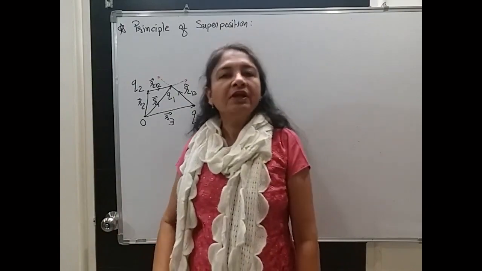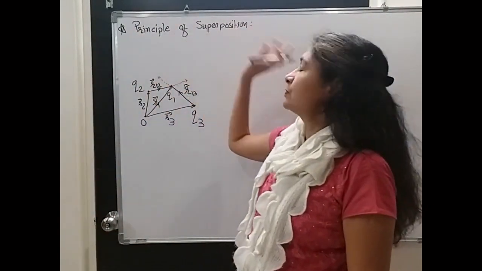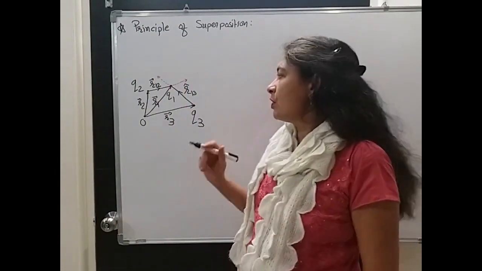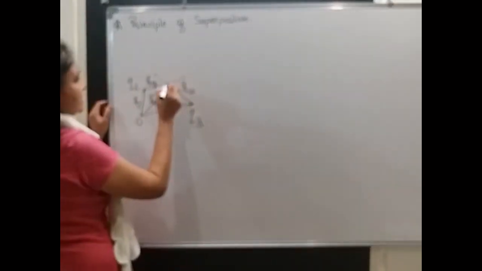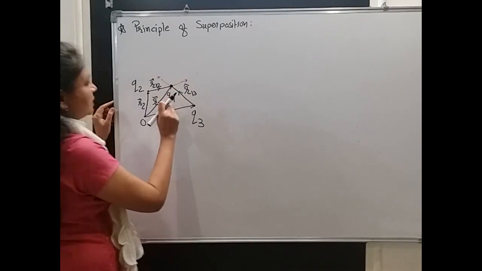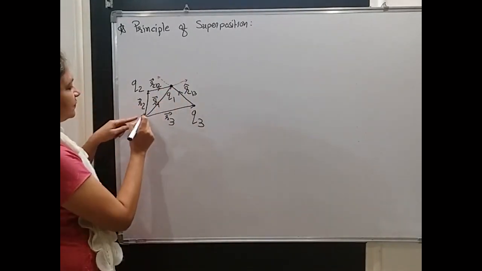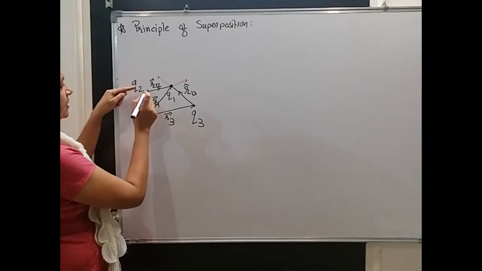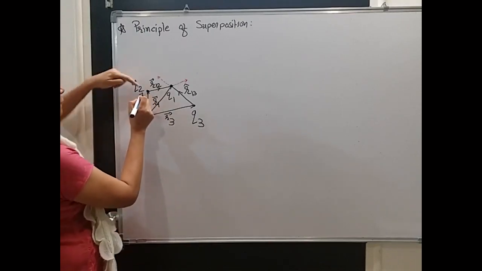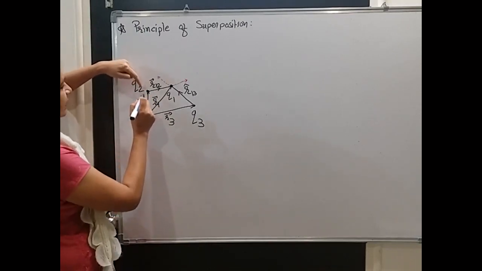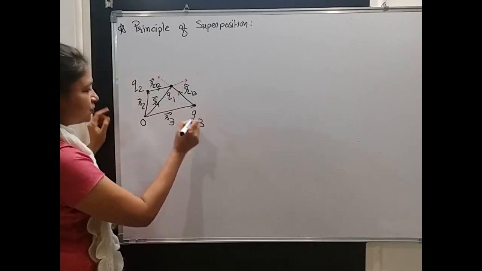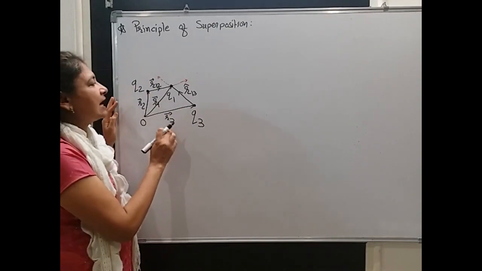Now let us consider the principle of superposition in detail. For that, I am considering a system of three charges. This is my charge Q1. Its position vector with respect to origin O is vector r1. Here I have charge Q2, its position vector is r2, and here I have charge Q3, its position vector is r3.